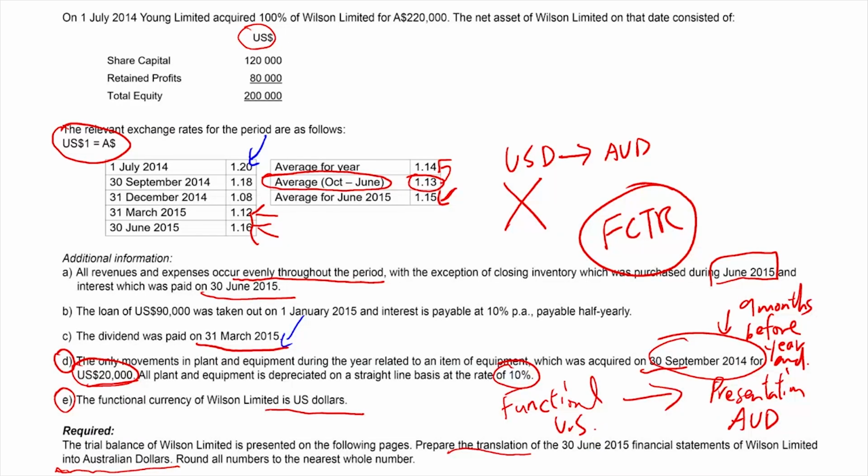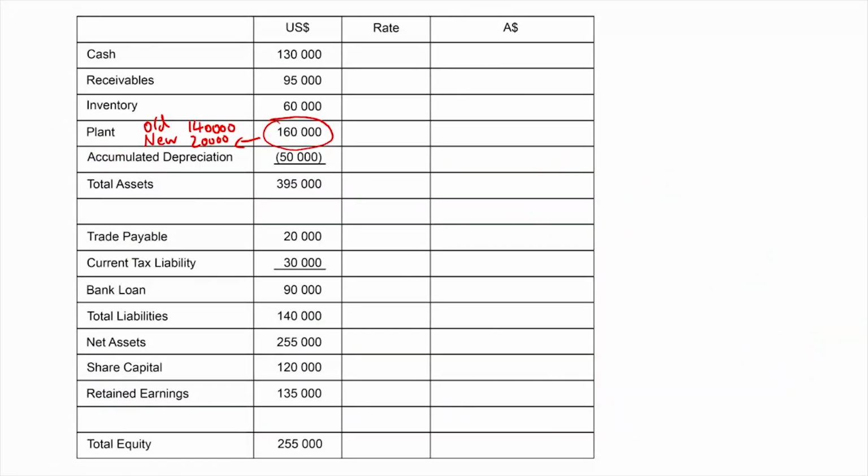Let's go back to the question. You can see that the current closing rate is on 3rd of June 2015, which is 1.16. So go ahead and write that for every single one. Even though you can see that we got the new equipment and the old equipment, doesn't matter. Every single one is going to be based on the same rate. So if we move on with capital, capital comes from pre-acquisition. So you are going to use the pre-acquisition rate. Pre-acquisition rate is going to be 1.20. That's all the rates that we can apply.